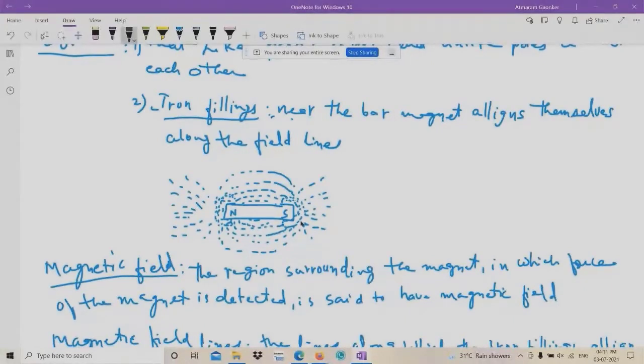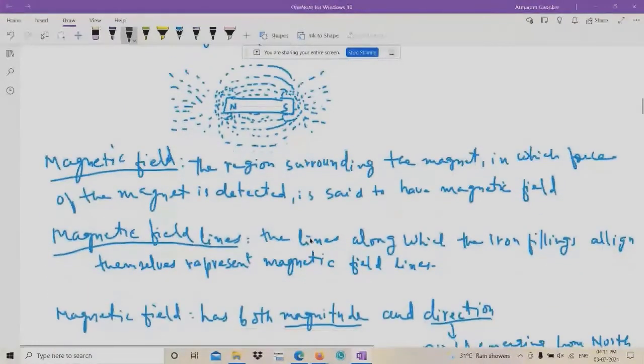You see they are thick at the south pole and north pole. That is why the magnetic field is maximum at the north pole and south pole. Next, near the bar they are thickly populated, so near the bar the strength is next highest. As we move away from the bar, these magnetic lines become thinner and thinner. That is why, as we move away from the bar, the magnetic field strength is lesser and lesser. So with that we will see the next, magnetic field.